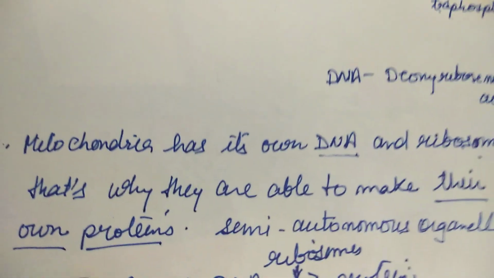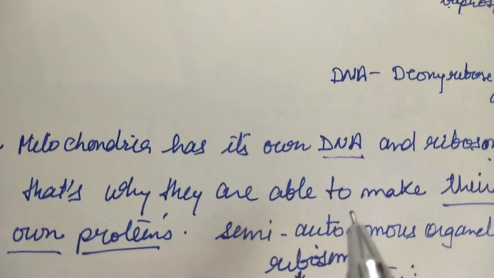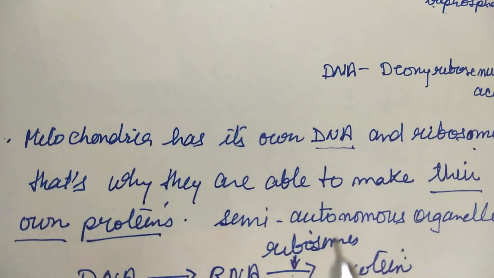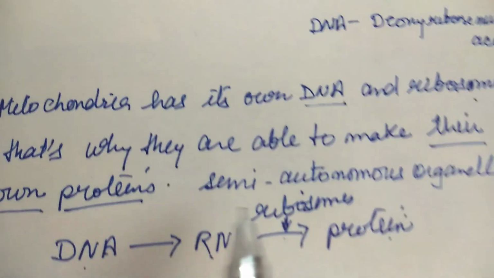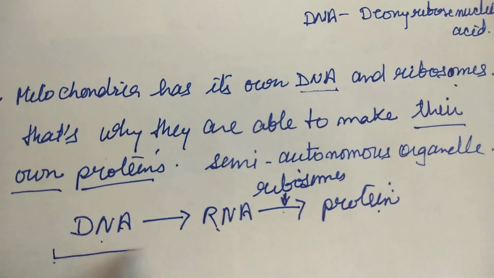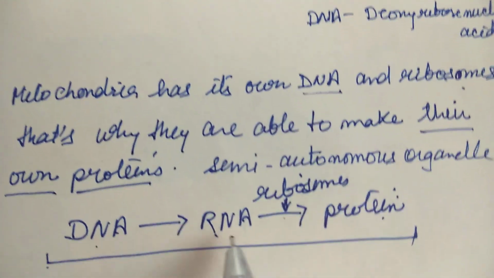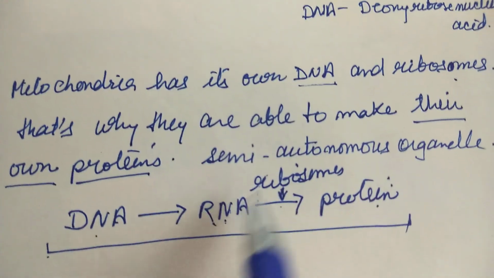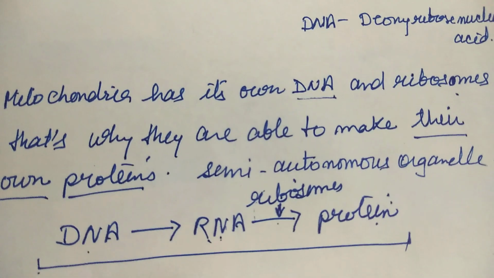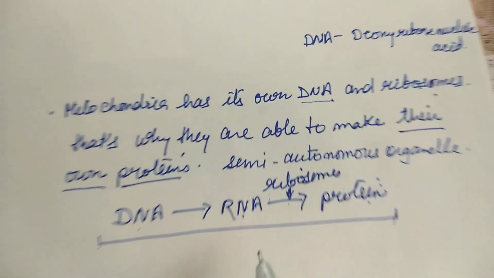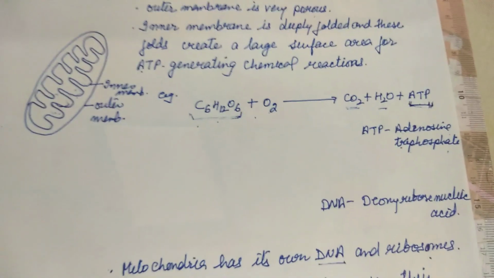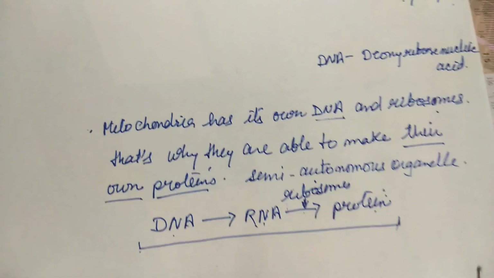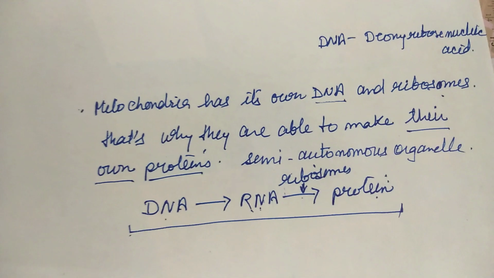So mitochondria has its own DNA and ribosomes, and with the help of these it makes its own proteins, and this is the way they make proteins: DNA to RNA and RNA to protein. Here at this stage they need ribosomes. Clear? So this much is there for mitochondria in your syllabus, and in the next video we will discuss one more organelle. Thank you students.